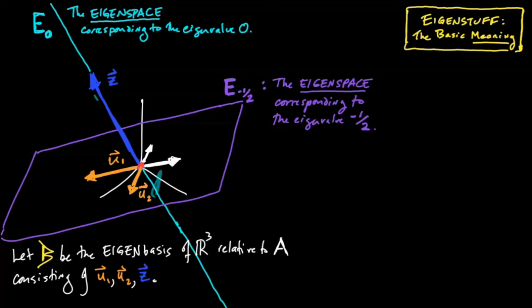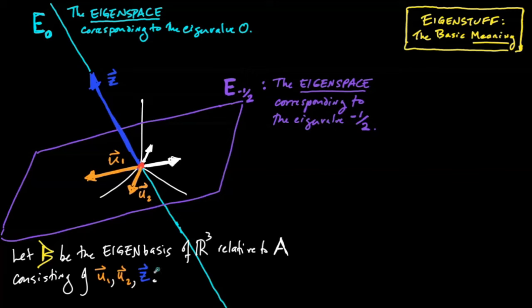Okay, we've got this eigenbasis. So what? Well, it can help us explain an assertion I made a moment ago, which was that I can't have any other eigenvalues for this matrix besides 0 and minus 1/2. Like there can't be some other vector out there that gets stretched by a factor of 5. How can this eigenbasis help me see why such a thing would be impossible?